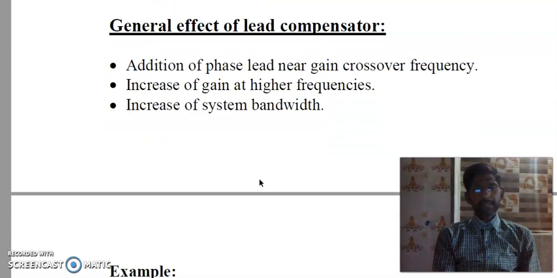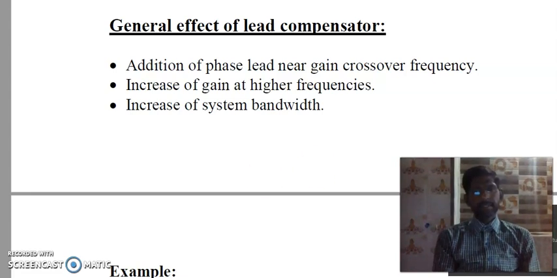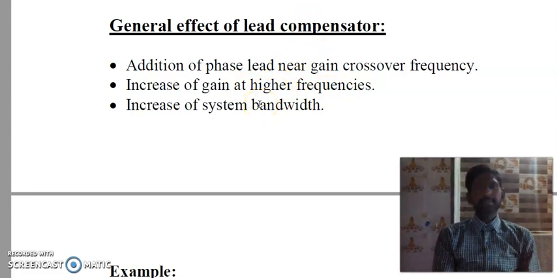General effects of a lead compensator. It gives additional phase lead near the gain crossover frequency. The lead compensator increases the gain at higher frequencies. The lead compensator increases the system bandwidth. These three are the general effects of a lead compensator.